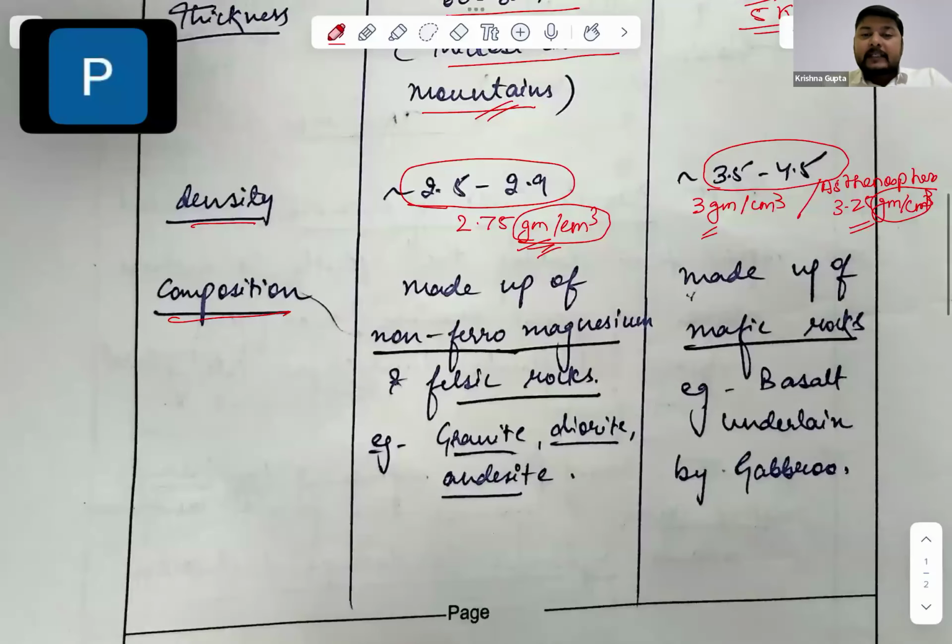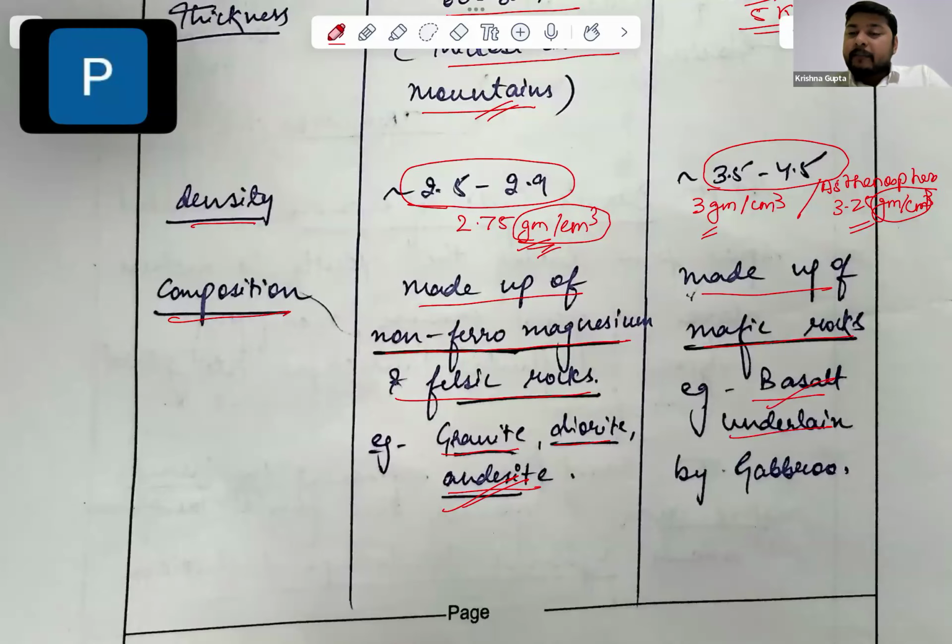Then composition: continental crust is made up of non-ferromagnesian and felsic rocks, for example granite, diorite, andesite. Excellent, very good. Oceanic crust is made up of mafic rocks, like basalt underlain by gabbro. Okay, excellent point.